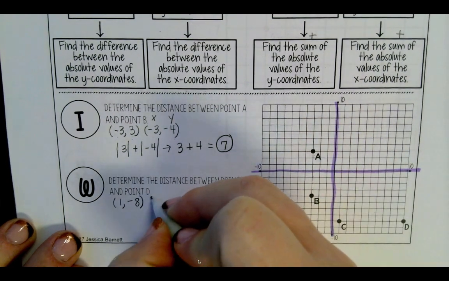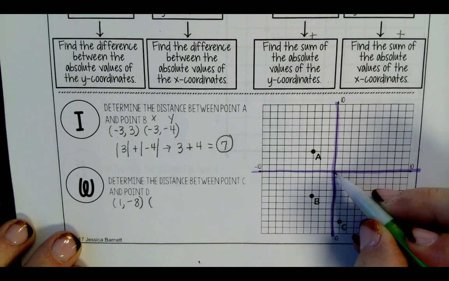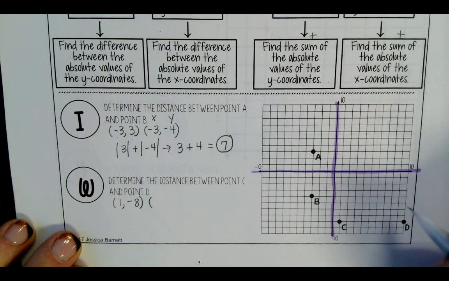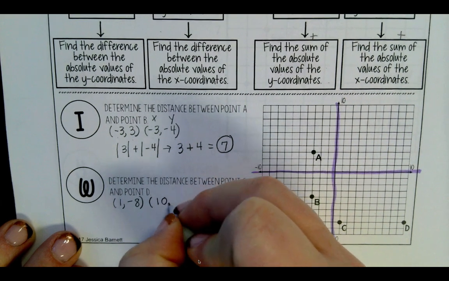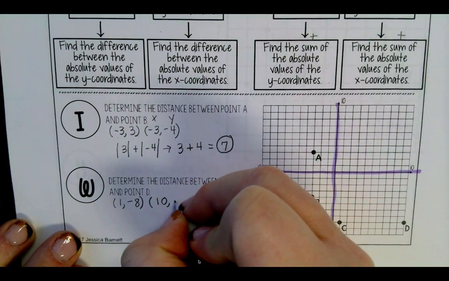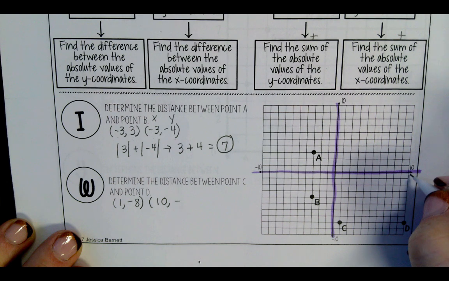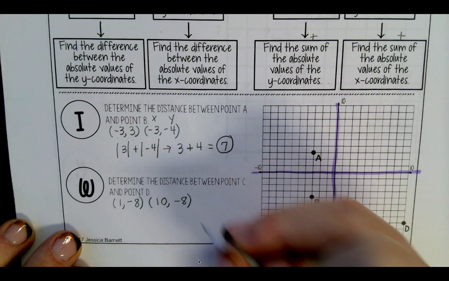Okay. My second ordered pair is D. Starting at the origin, right or left, and how many? Left. So D is right here, so I'm going to go left? Right. How many? 10. Thank you. Positive 10. I'm going to go down. Is that positive or negative? Negative. And then where do I end up? Negative what? -8.